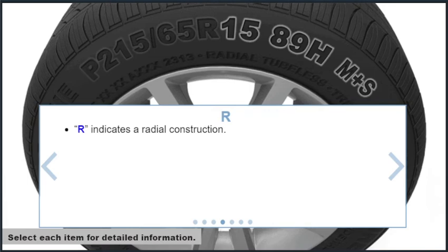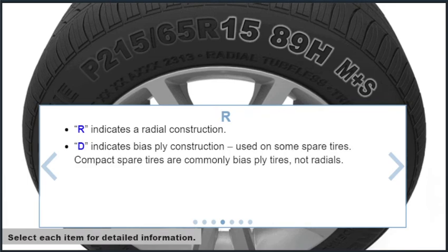R indicates a radial construction. D indicates bias ply construction, used on some spare tires. Compact spare tires are commonly bias ply tires, not radials.